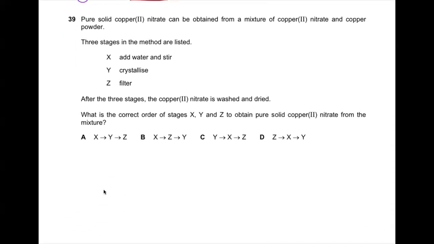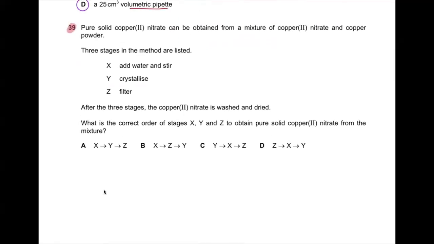Now, MCQ number 39. Pure solid copper(II) nitrate can be obtained from a mixture of copper(II) nitrate and copper powder. These three stages in the method are listed. Okay, we add the water and stir it. All nitrates are water soluble, so copper nitrate dissolves. Okay, so copper nitrate becomes aqueous and copper stays solid. Crystallize, filter. Okay, so obviously that is the first step, then that would be the second, then that would be the third one, right?